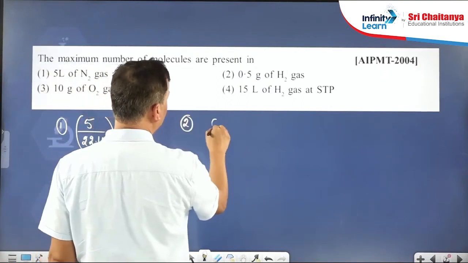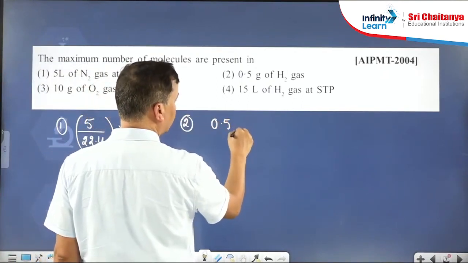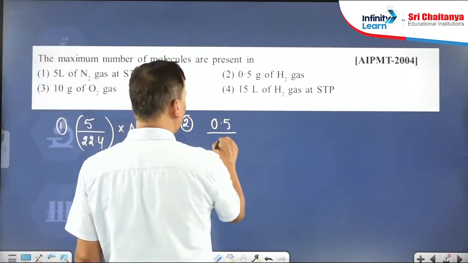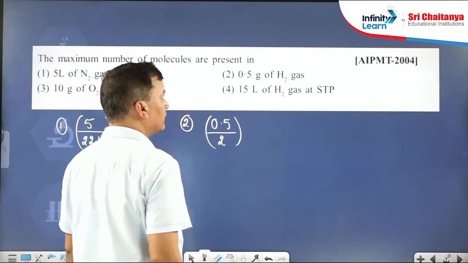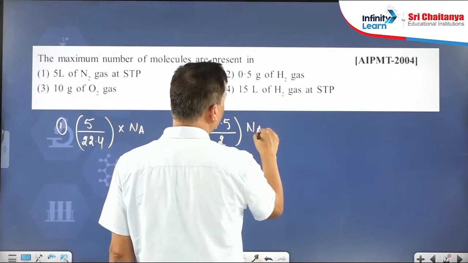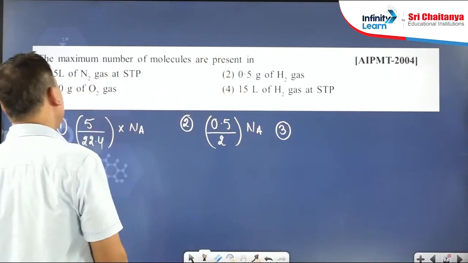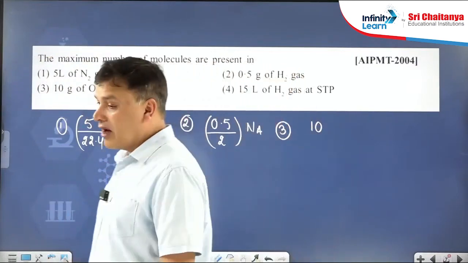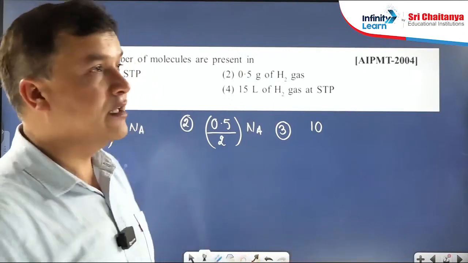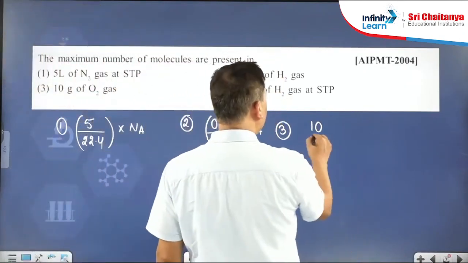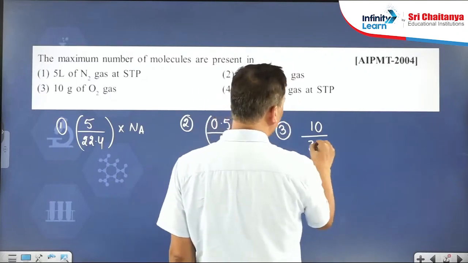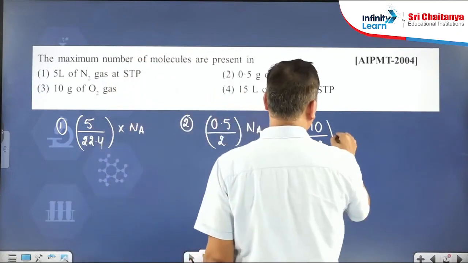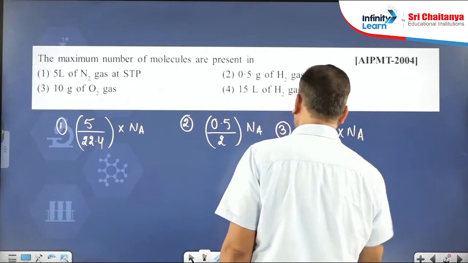Then option number 2. We have 0.5 gram of hydrogen. This is mass, and mass has to be divided by molar mass, that is 2. These are the number of moles. Number of moles into Na. And number 3: here is 10 gram of oxygen. Gram mass has to be converted into the number of moles, so we divide with molar mass, which is 32, and then multiply into Na.